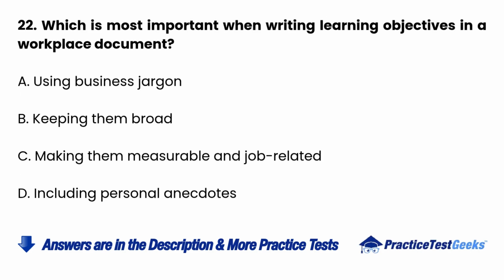22. Which is most important when writing learning objectives in a workplace document? A. Using business jargon. B. Keeping them broad. C. Making them measurable and job-related. D. Including personal anecdotes.